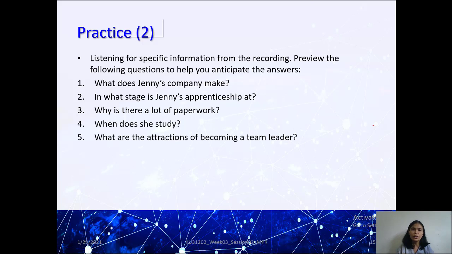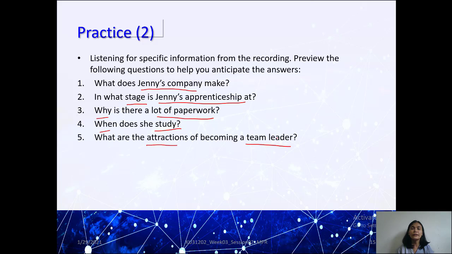So what I want you to do is identify the keywords before you listen to the recording. Okay, so number 1 is about the company, the company of Jenny. And then the second one is what Jenny's apprenticeship is at, the stage of Jenny's apprenticeship. And then the question of why there is a lot of paperwork. And then when does she study? So you're looking for a specific time over there. And then what are the attractions? What makes team leader more interesting?